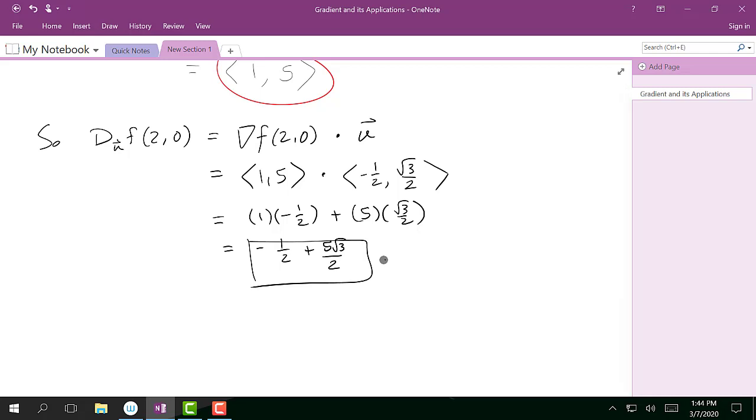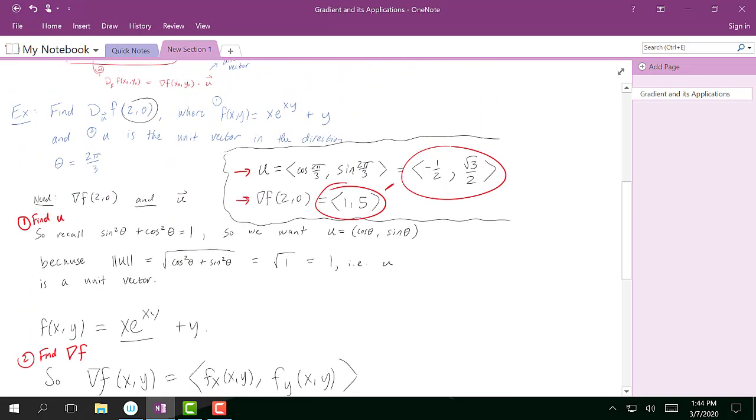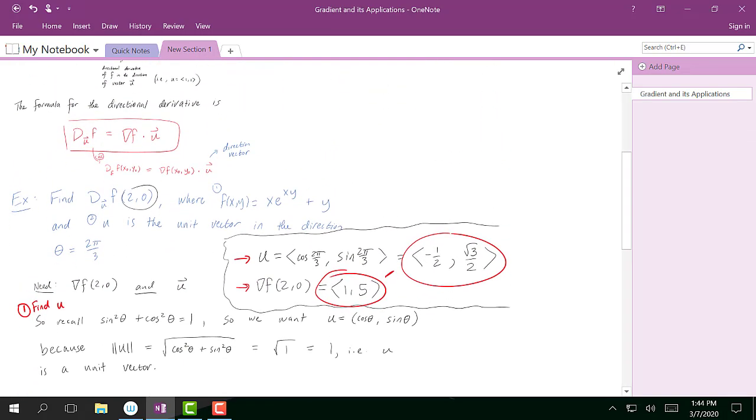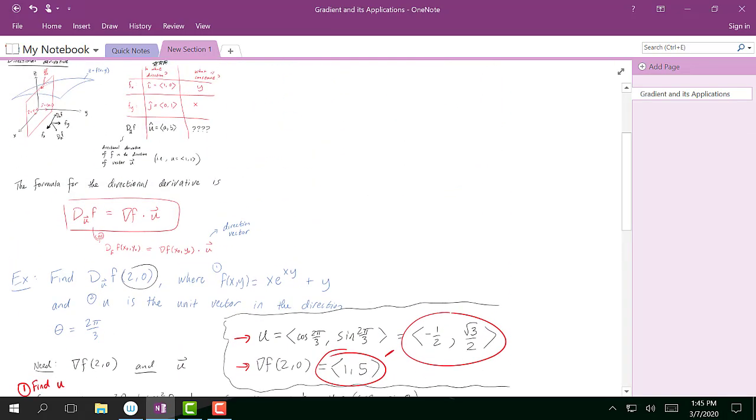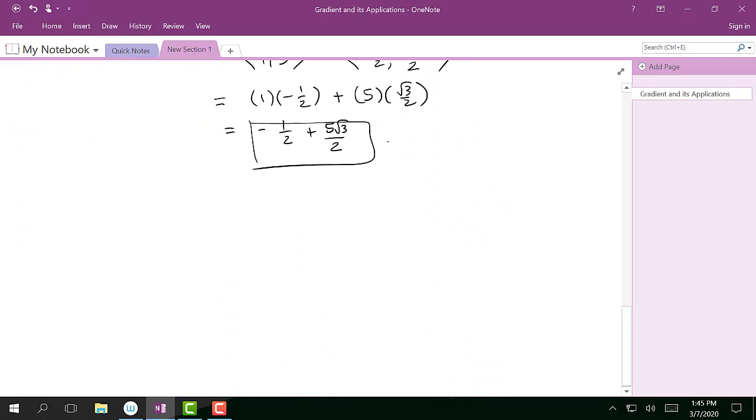Hopefully everything made sense there. Let's go ahead and look at some interpretations or things that we can get from the directional derivative. Again, this is just our first example, so we're going to go ahead and move on. I guess this always happens, I start writing so big later on. That's okay.